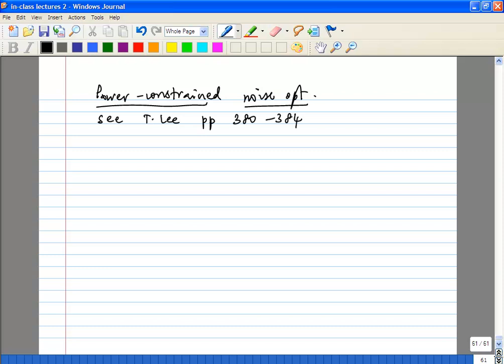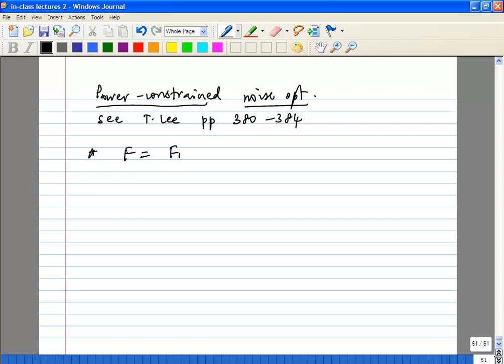You can look at pages 380 to 384 in Thomas Lee's textbook. That has the slightly larger derivation. Even he does not give the optimization portion, because it runs into a huge polynomial which you need to solve. But we'll just quickly go through what needs to be done.